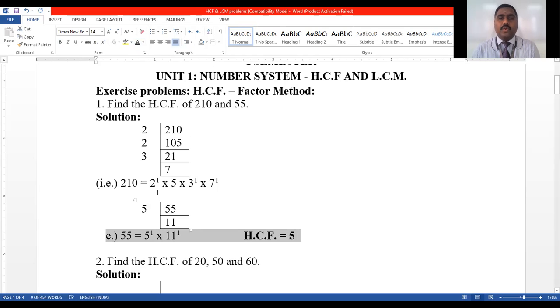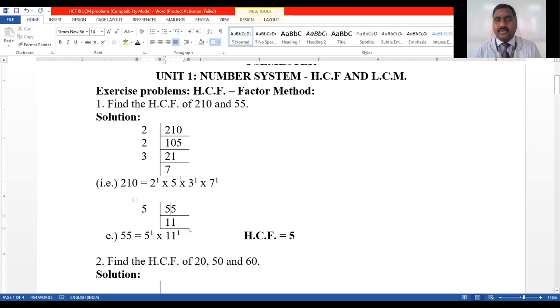Now see, which is a common divisor of both 210 and 55? If we take 2, no, because 2 is a divisor only for 210, not for 55. So that is not a common divisor. If you take 5, yes, 5 is there for both 210 and 55, with the least power 1. 3 is a divisor only for 210, not for 55, so we cannot take 3 also. If you take 7, 7 is a divisor only for 210, not for 55. So what is the common divisor for both numbers 210 and 55? 5 is the common number.